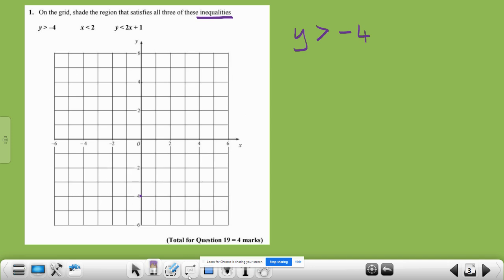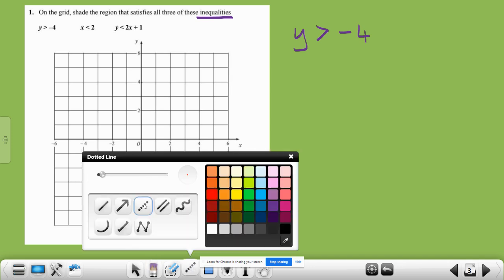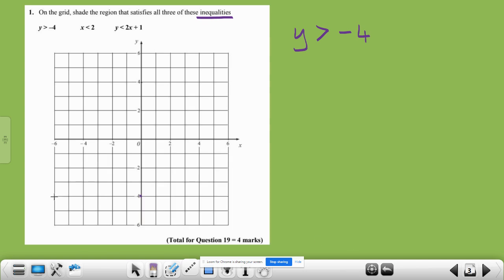Let's draw it in and see if we can make sense. Now, what we're going to do is use dotted lines, because what that tells us is that y is not equal to minus 4, it is greater than minus 4. And we'll make more sense of that a bit later on.